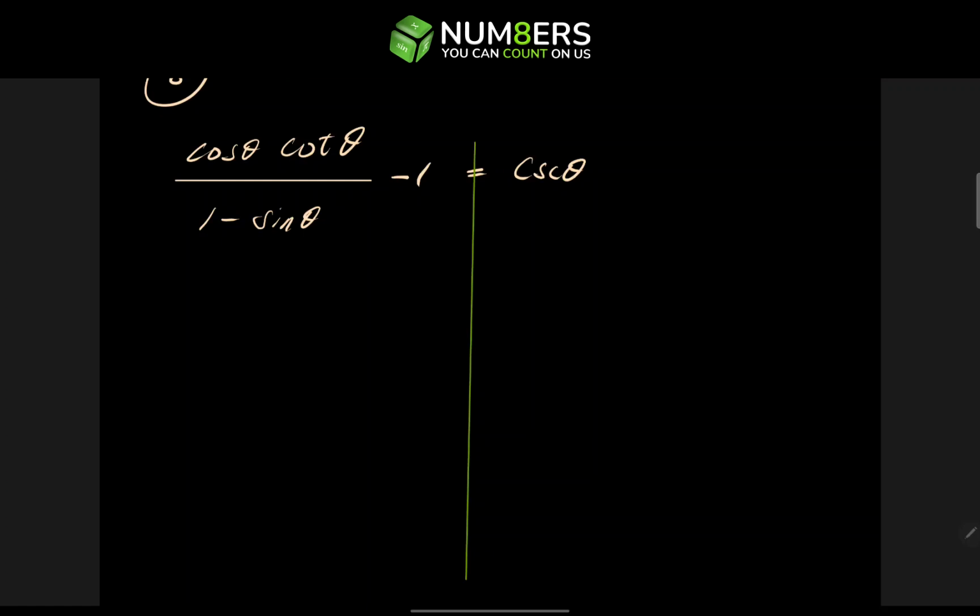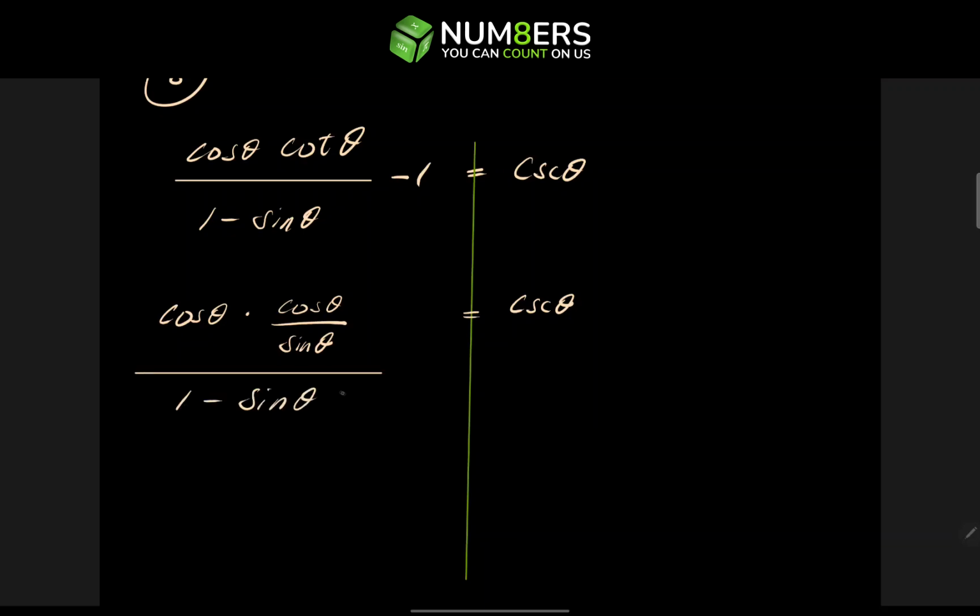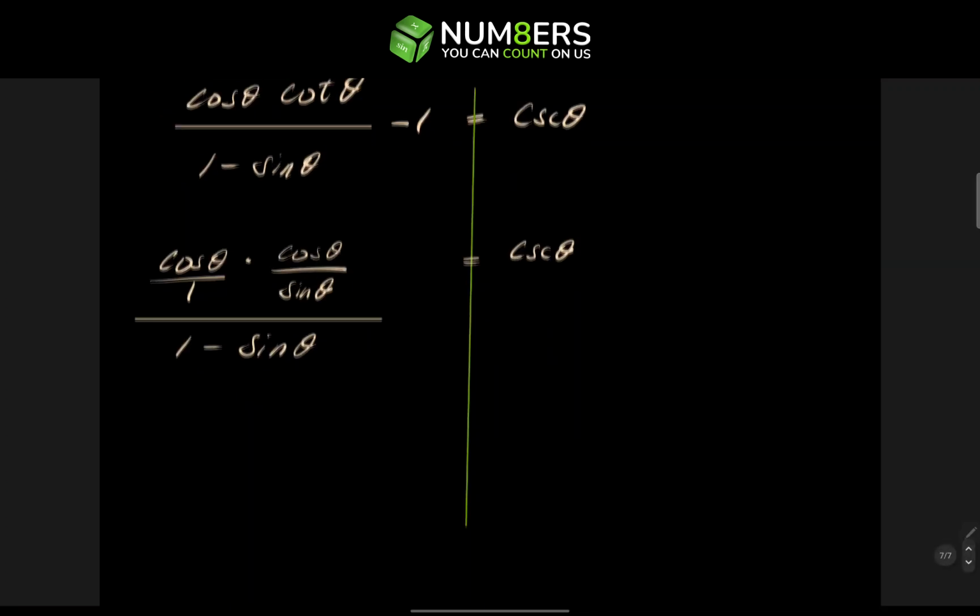So first thing I'm going to do is rewrite the cosine as is. But then for cotan, I'm going to write it as cosine theta divided by sine theta equals cosecant theta. We just wrote cotan theta in terms of cosine and sine. And we're going to try to find something that we can simplify top and bottom. But before we do that, let's simplify the top. Cosine theta times cosine theta over sine theta. This one here is over 1.